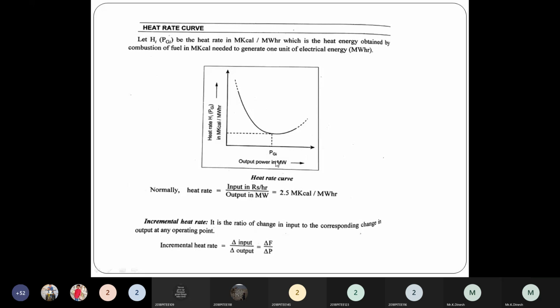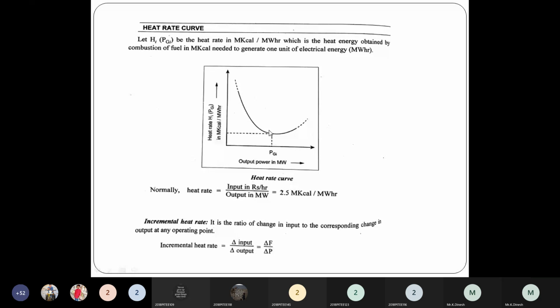Here, output power versus your heat rate. So you may get a parabolic characteristic. In parabolic characteristics, we are going to estimate the optimum operating point. If I assume this point to be the optimum point or a nominal point, I have to extend my curve to the heat rate as well as your output.